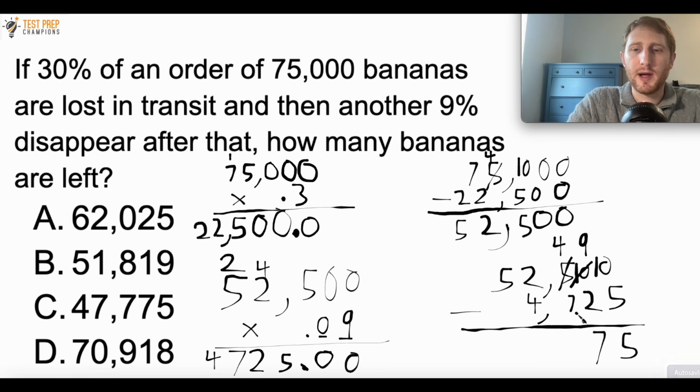Now I have 4 minus 7. So I have to go to the number next door and borrow. So I'm going to cross this 2 out and make it a 1. Then I'm going to put a 1 here in front of the 4, which makes it 14. So 14 minus 7 is 7. So now in order to do 1 minus 4, I have to come over to the 5, cross it out, make it a 4. And then I have to put a 1 here. So 11 minus 4 is 7. And then I just bring that 4 straight down. So the final answer is 47,775, answer choice C. So C is the correct answer here.